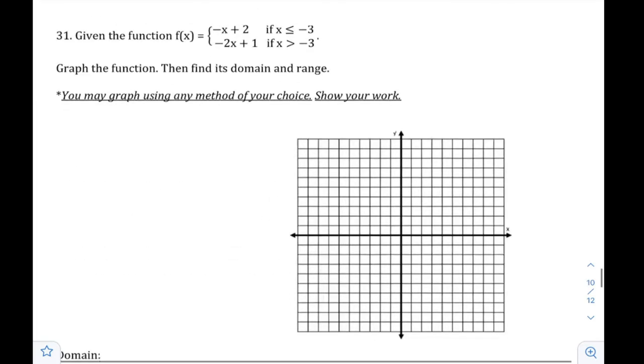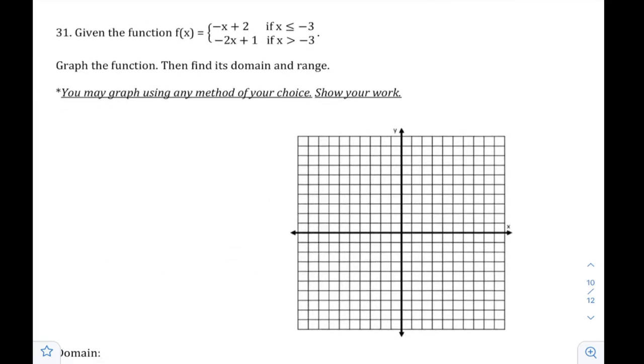Given the function, graph the function, then find the domain and the range. Okay. For this function, I will divide my work into two pieces. This is piece number 1. This is piece number 2.